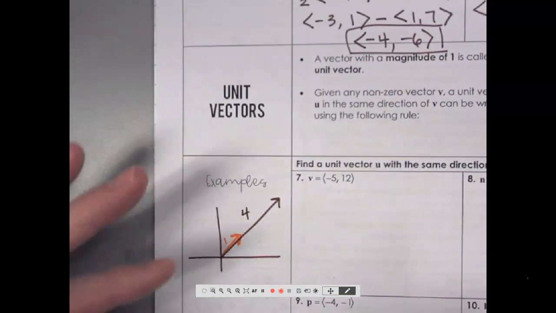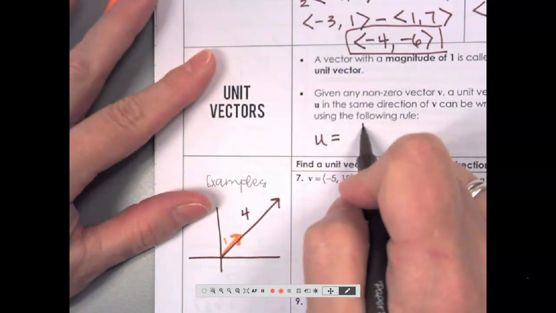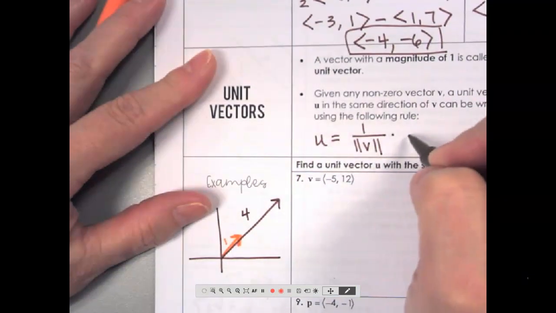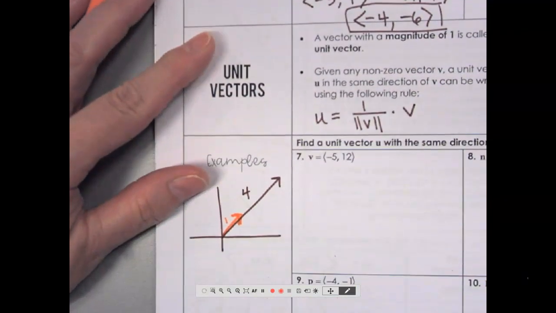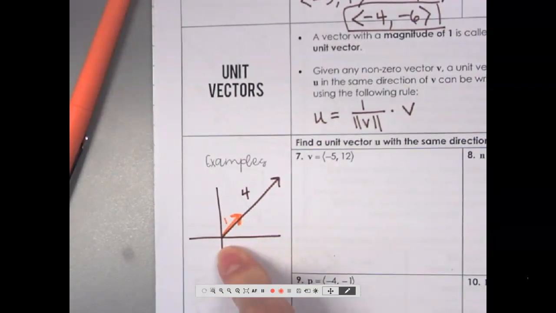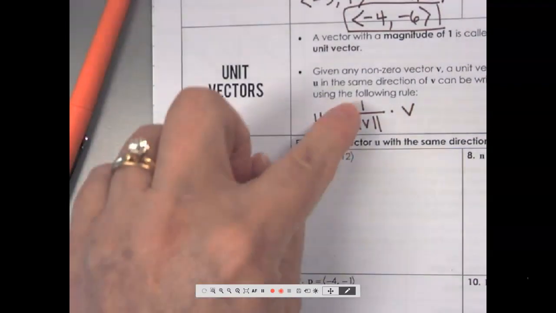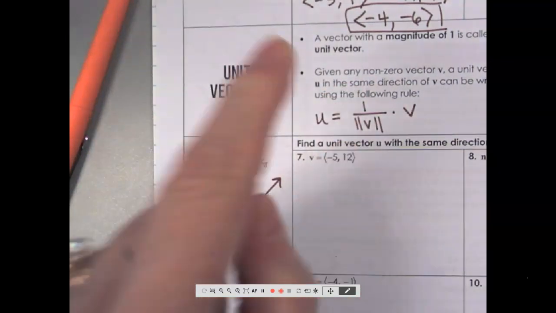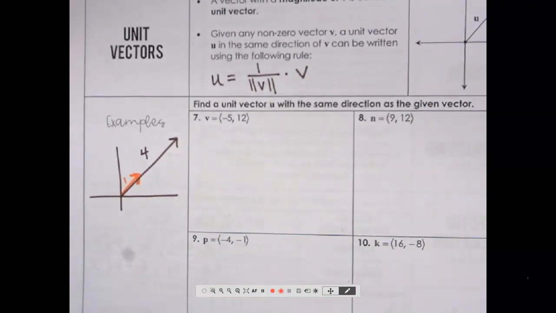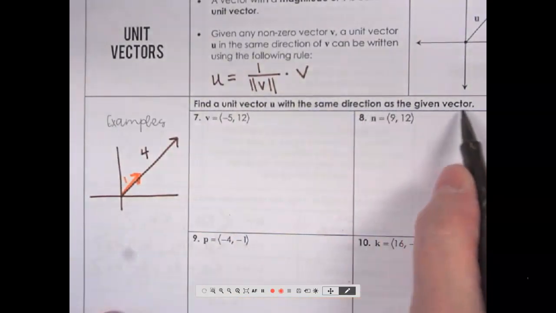So the formula that we use for a unit vector is 1 over the magnitude times the vector. Just like this magnitude of 4, the unit vector has length 1/4. Magnitude 10, a unit vector would be length 1/10. So that's why it's 1 over the magnitude. Let's do 7 and 8, and I'll show you how we find those unit vectors, and then we'll stop there. Find the unit vector u with the same direction as the given vector.